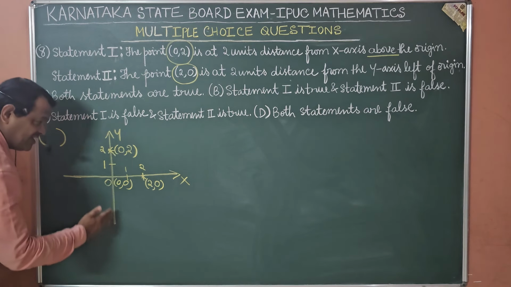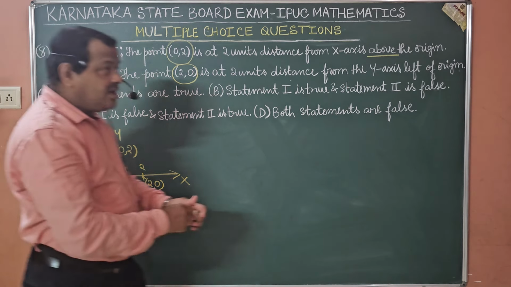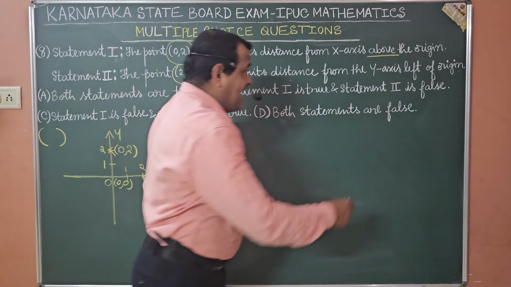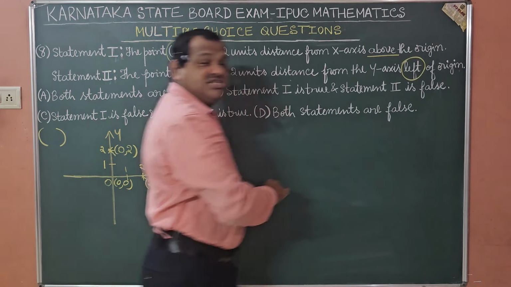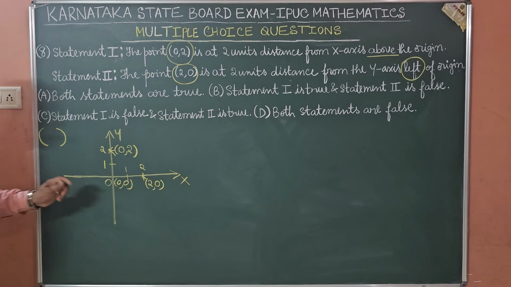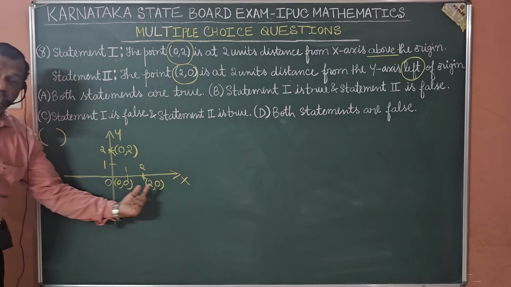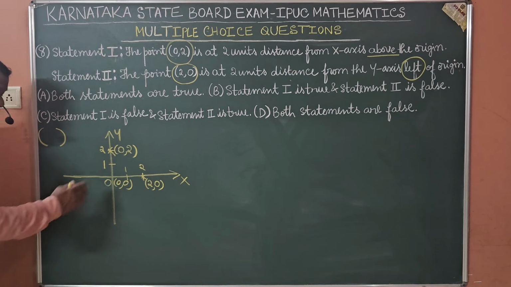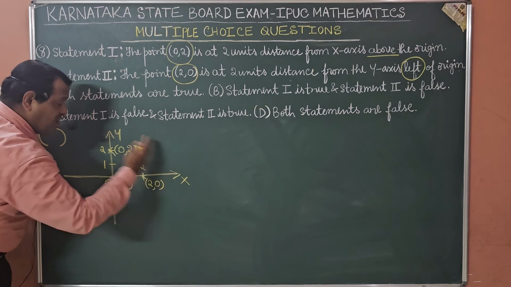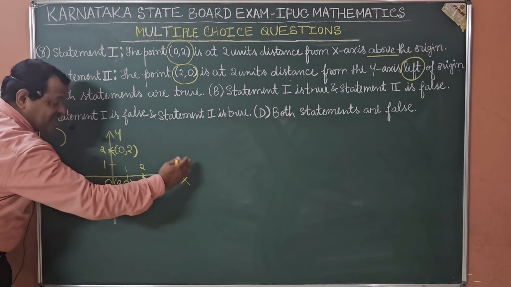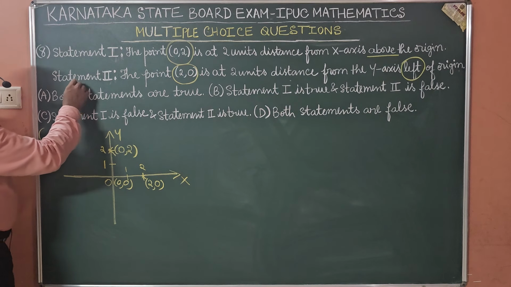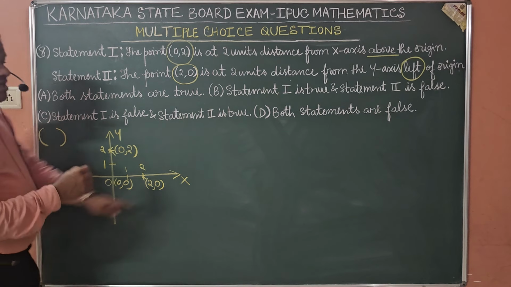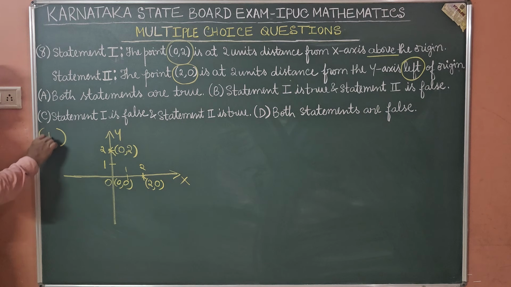This vertical line is the y-axis. But they are saying the point (2, 0) is situated on the left side of the origin, whereas actually it is situated on the right side of the origin. Therefore, statement 2 is false. So in this question, option B is correct: statement 1 is true and statement 2 is false.